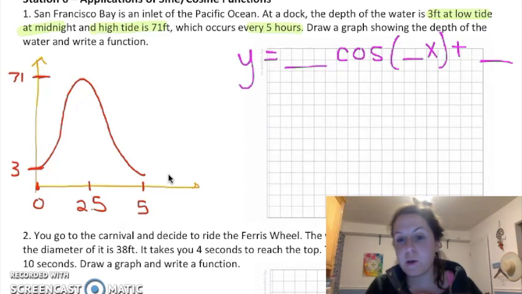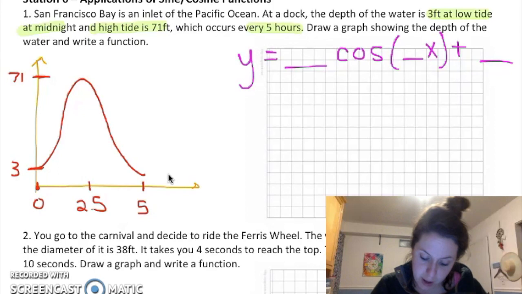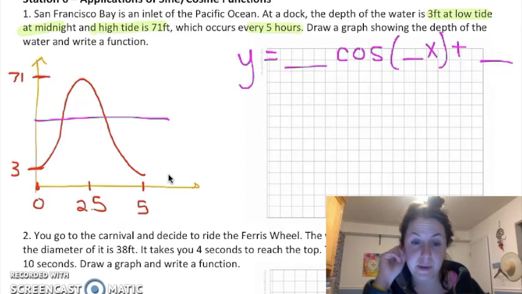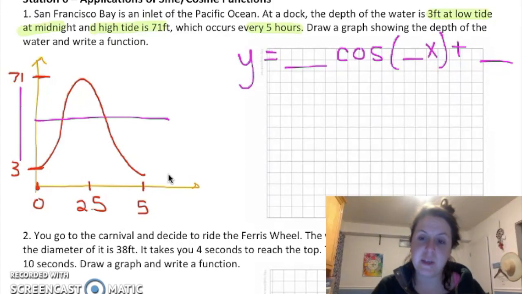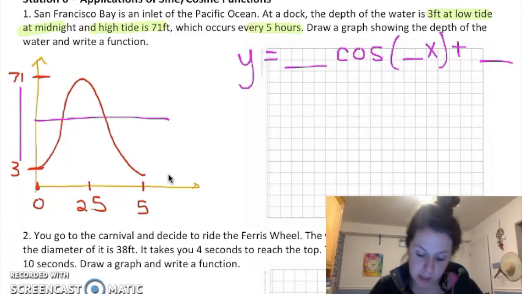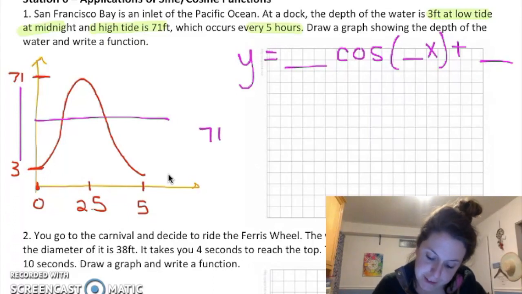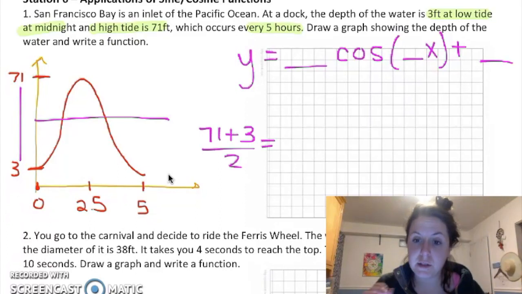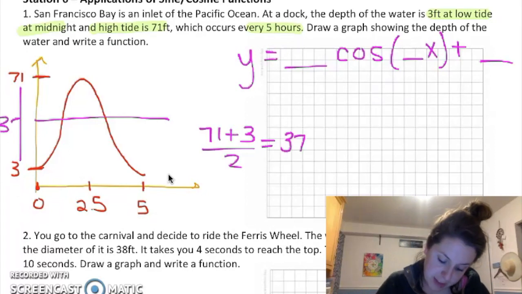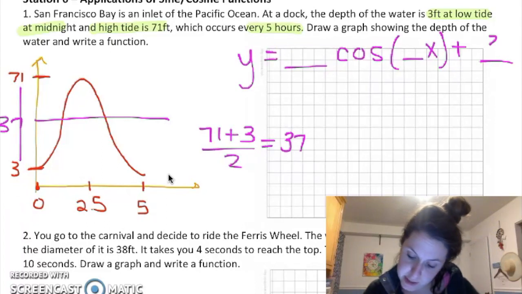So let's start with what we know. We know that that's our min and that's our max. If I want to find the midline, there are two ways you can do it. You can find the distance between those, divide it by 2, and then add or subtract from the bottom. Or you can average them, and that will also give you your midline. So 74 over 2 is 37. So your midline here would be at 37.